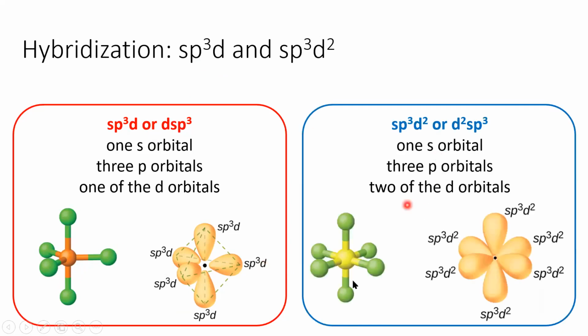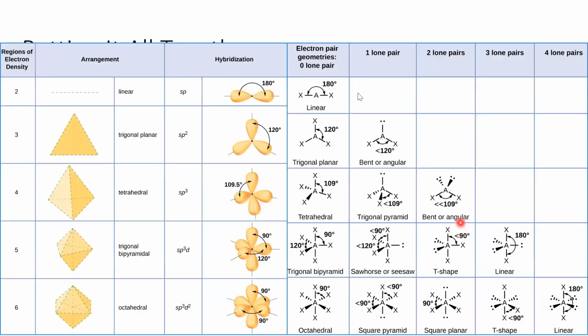And if we had 6 things coming off the central atom, we would need 6 equivalent orbitals. sp³d² hybridization would give us 6 orbitals that are all the same. Each of these orbitals would be an sp³d² hybridized orbital. So this summarizes what you essentially need to know, okay?